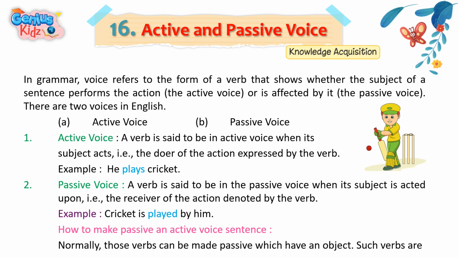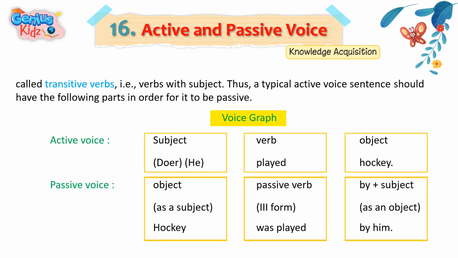How to make an active voice sentence passive? Normally, those verbs can be made passive which have an object. Such verbs are called transitive verbs, that is, verbs with an object. Thus, a typical active voice sentence should have the following parts in order for it to be made passive.